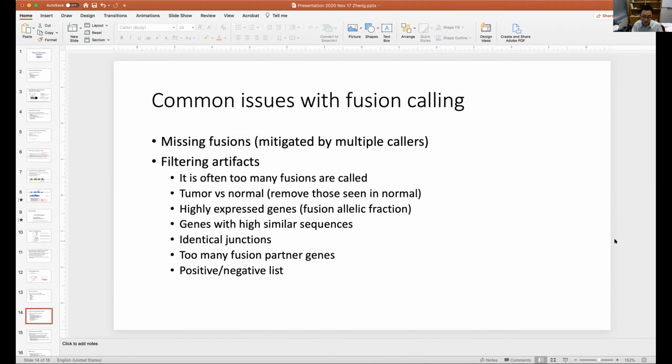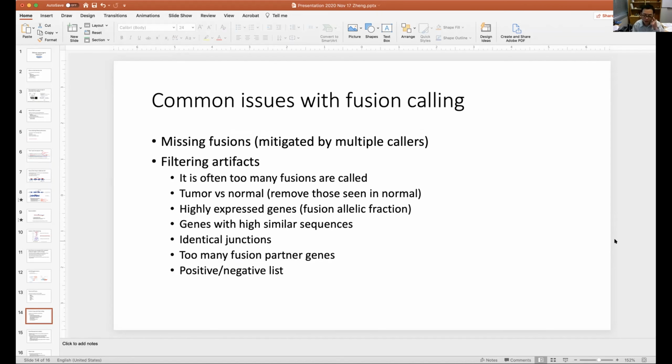And also, I think another consideration is the fusions can be the product of a copy number polymorphism. So in that case, the fusion can be considered a germline event. So GPR98, that's a very typical germline fusion event that is usually seen in both normal and tumor samples. Another issue is highly expressed genes.